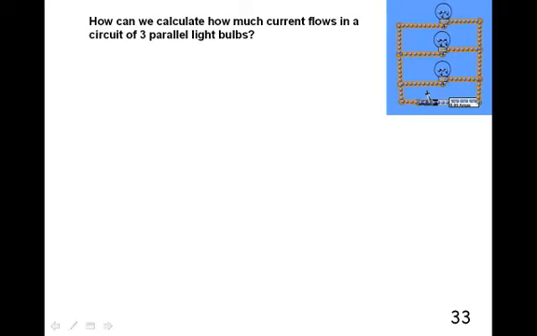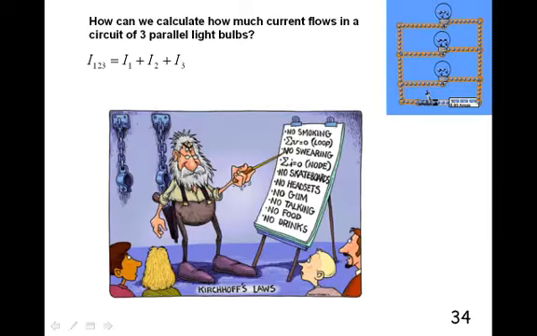Alright, now let's calculate how much current flows in this circuit of 3 parallel light bulbs. The first thing you should notice is, just like with capacitors, we're going to look for these little sub-networks. So I see that those 3, I wanted to say capacitors, those 3 light bulbs are in parallel.